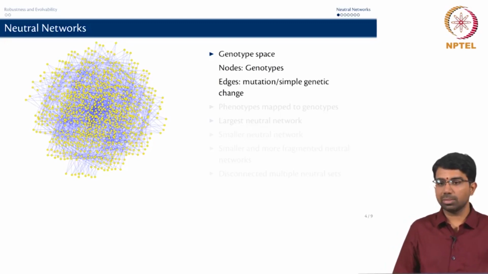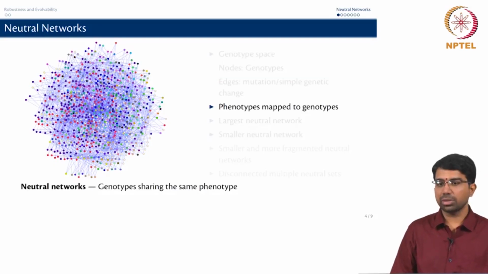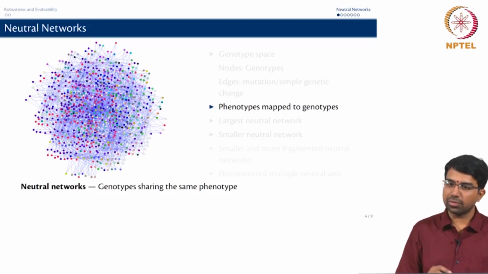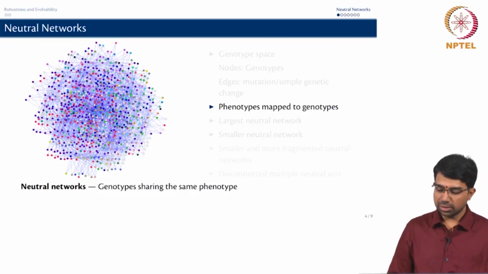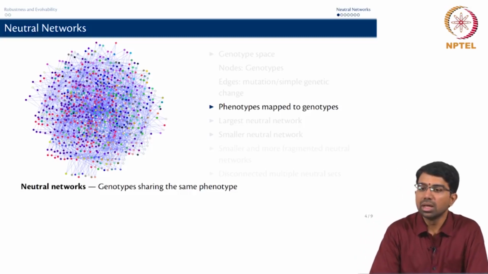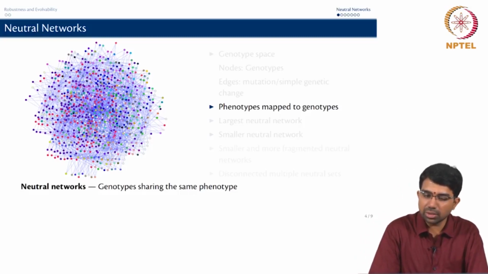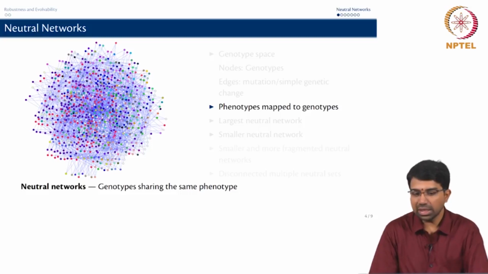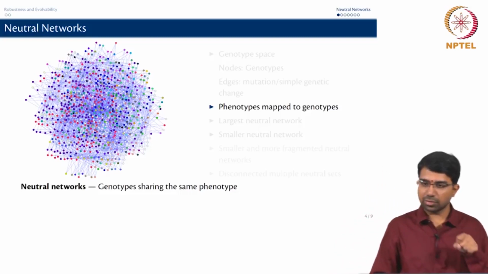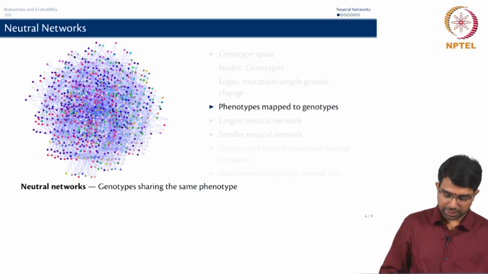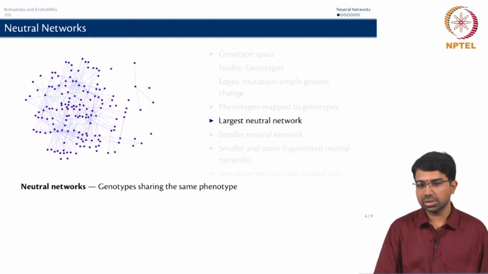Now let us take this genotype network and map the phenotypes onto this, which means we essentially color up the network. Every color now represents a particular phenotype. If you see a red color, all the red nodes together are the same phenotype, all the violet nodes are one phenotype, all the grey nodes are one phenotype, and so on. Now, what is a neutral network? These are networks of genotypes that share the same phenotype, meaning if I pulled one color out of this graph, that would be a neutral network. For example, this is the largest neutral network on this graph.